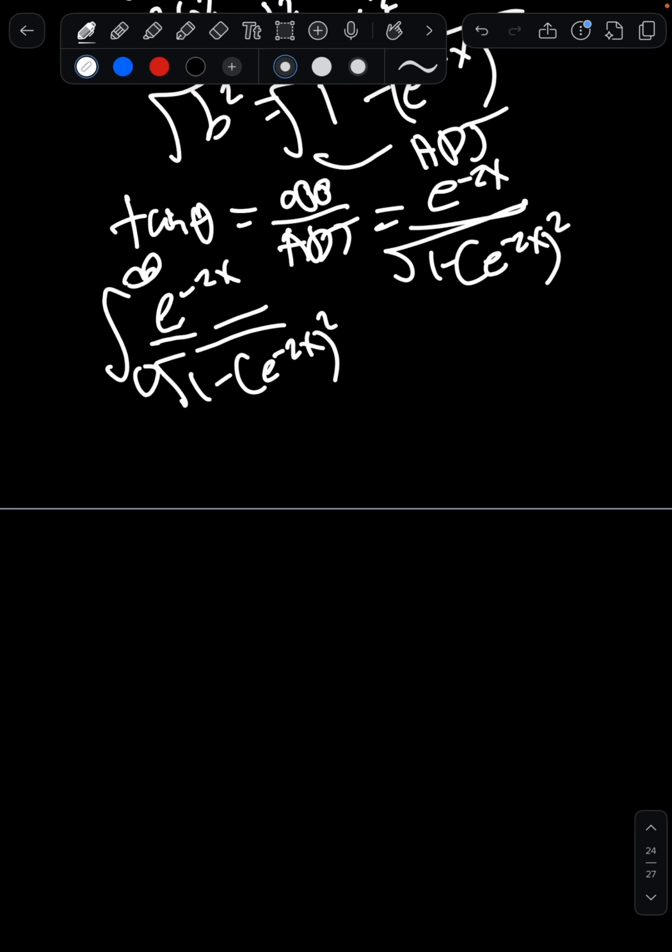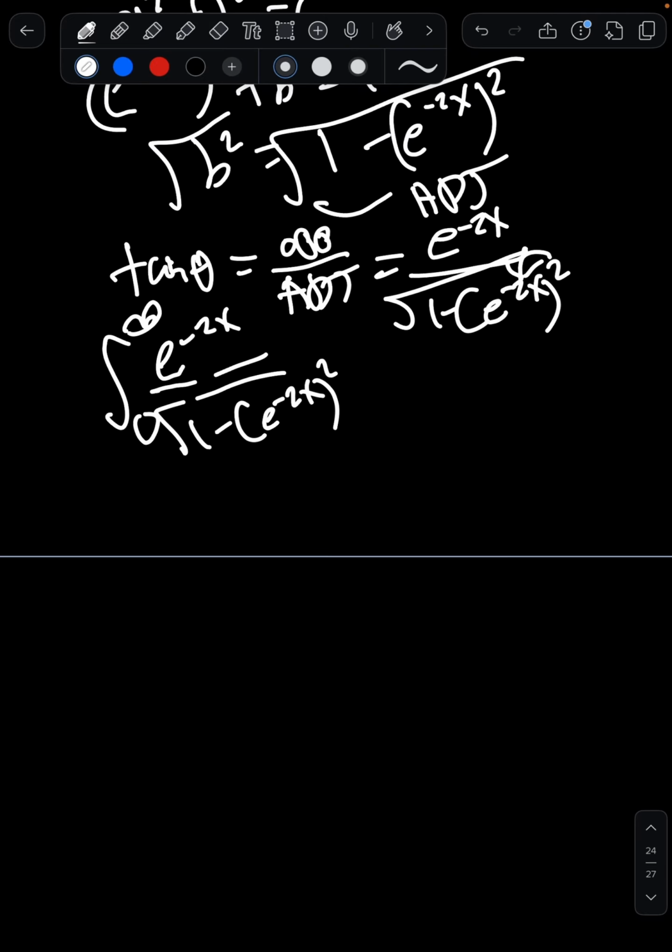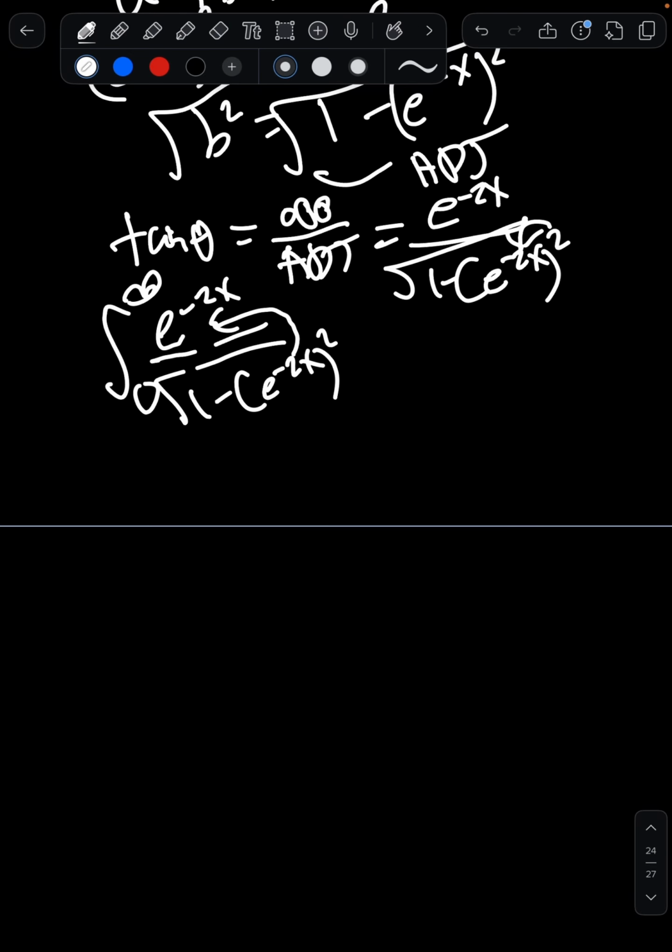Now you might be wondering, why did I not bring in this square, right? Why did I not bring that in there? It was simply because of this method. If you look at the top and bottom, we have the exact same thing, e to the negative 2x and e to the negative 2x. This means that we can do our u substitution on this problem.